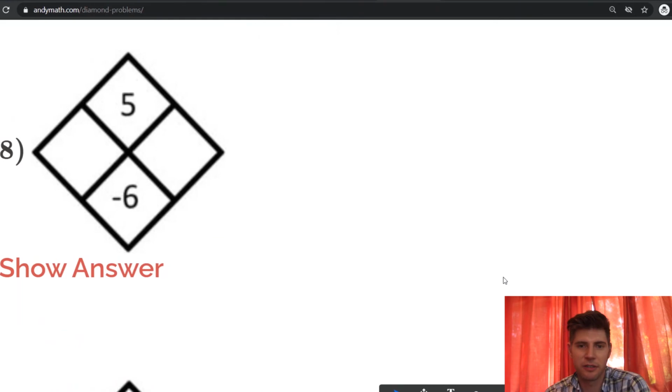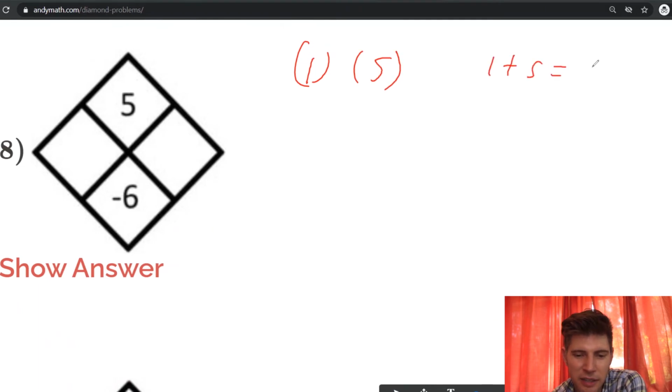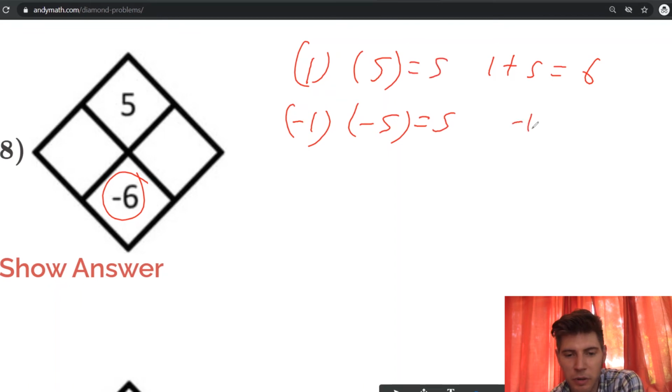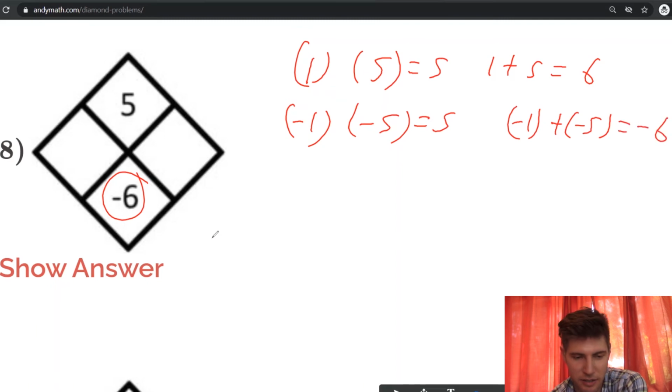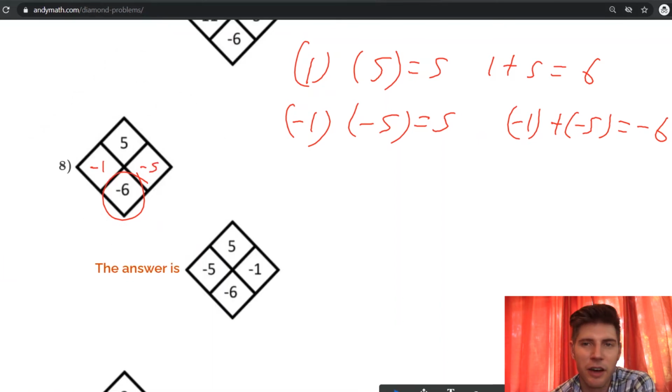5 and negative 6. So this one shouldn't be too hard. What are two numbers that multiply to 5? Well, there's only 1 and 5. But when I add these, I get positive 6, but I wanted negative 6. So now I'm going to try negative 1 and negative 5. These multiply to give me positive 5. But when I add them, negative 1 plus negative 5, I get negative 6. And that's what I have on bottom. So the answer must be negative 1 and negative 5. And that's the correct answer. The negative 5 and negative 1 can go on either side. So we got this one right. Once again, we just multiplied to 5 and added to negative 6.